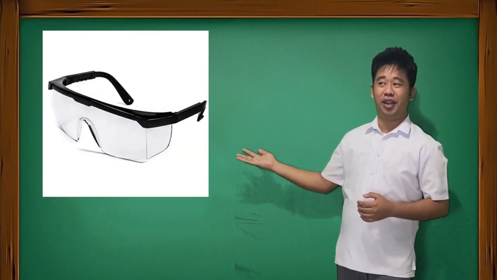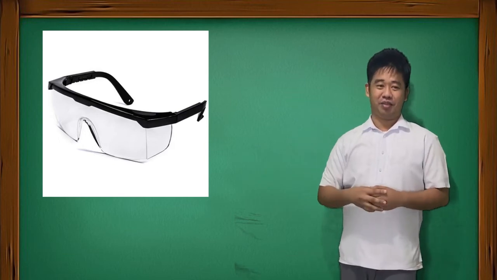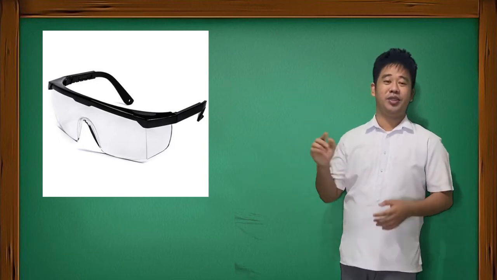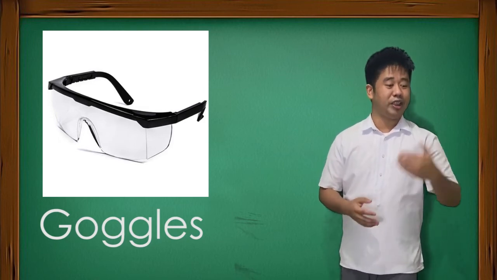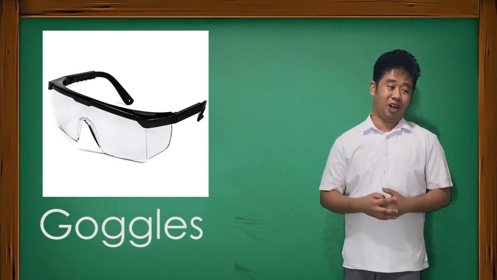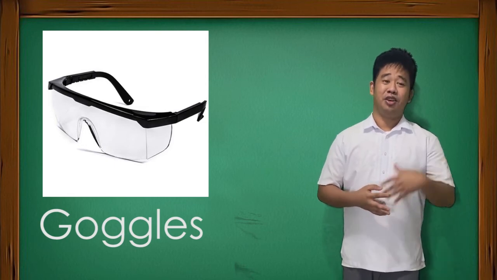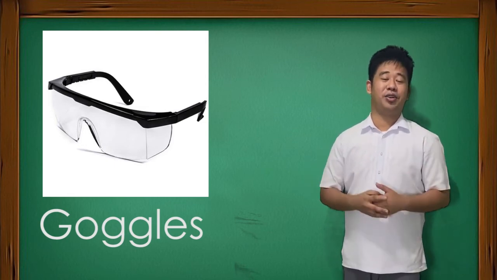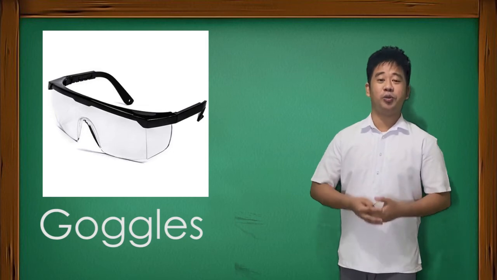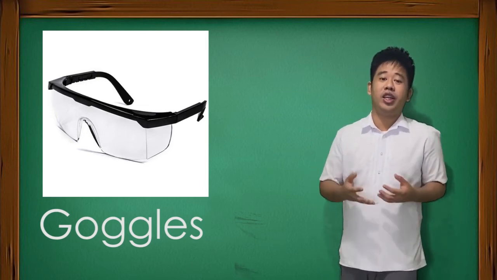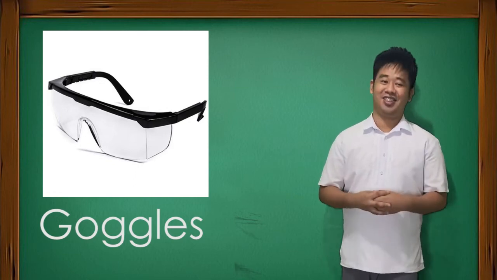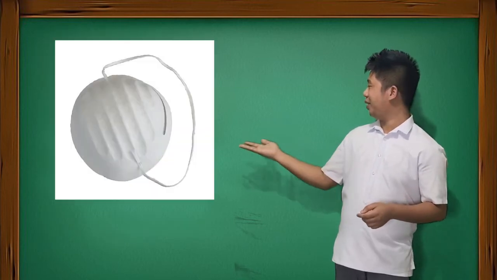What do you call this one? Yes, Clara. Very good. This one is goggles or eye protection. Stephanie, what is the function of goggles? Very good. Goggles or eye protection, it is used to protect our eyes from flying debris like sawdust or liquid chemical particles. What about the next one?